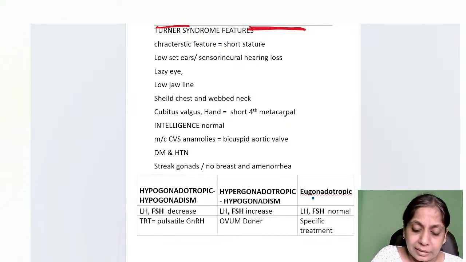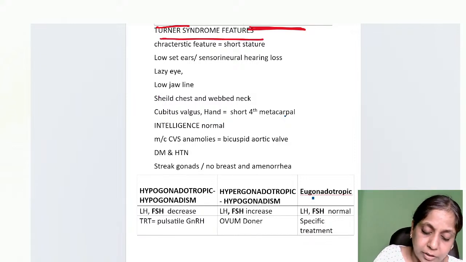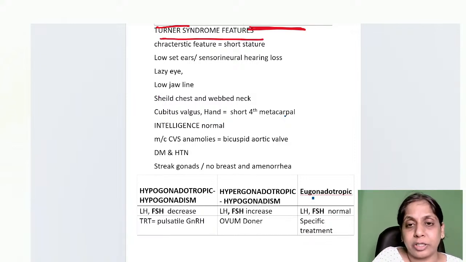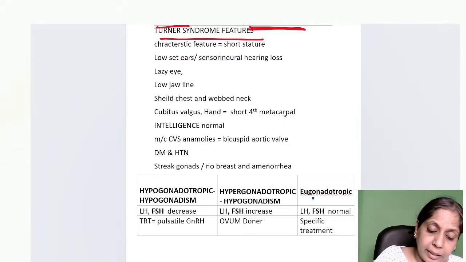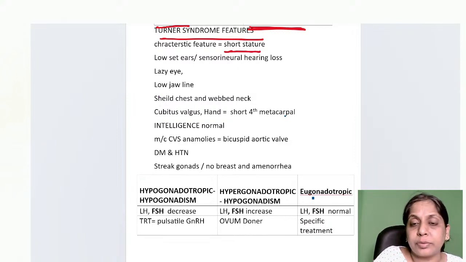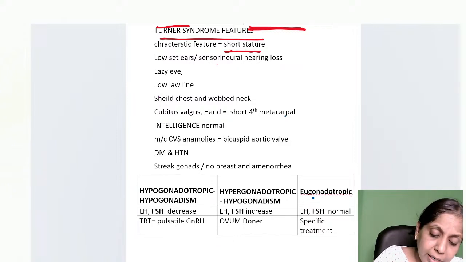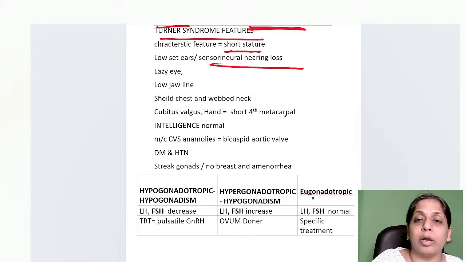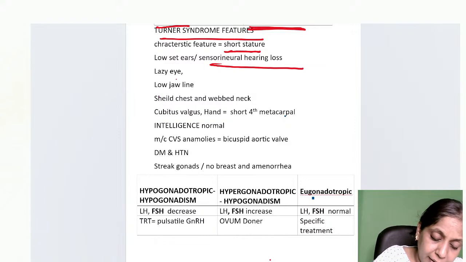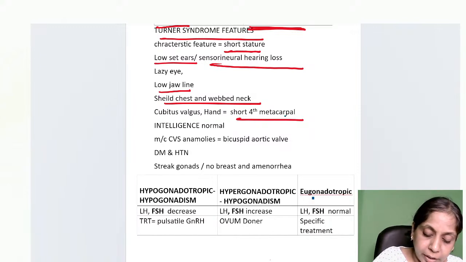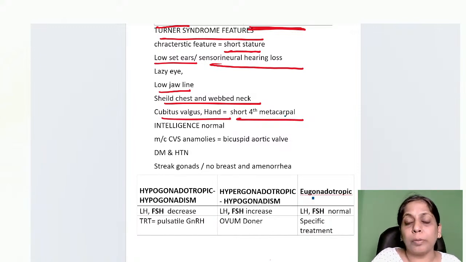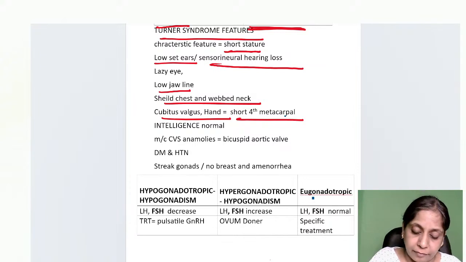Okay, so let's discuss the Turner syndrome features. It is quite commonly asked in your exam. It is very, very important. There is short stature, height is very short in Turner. There is sensorineural hearing loss, they cannot hear well. Low set ears, low jawline, shield chest and web neck, short fourth metacarpal. There is also cubitus valgus, the orthopedic defect.